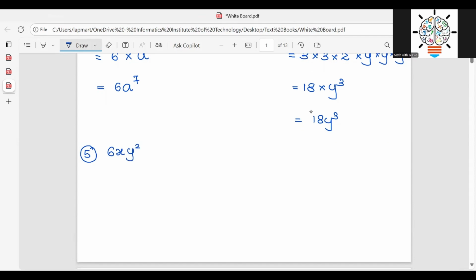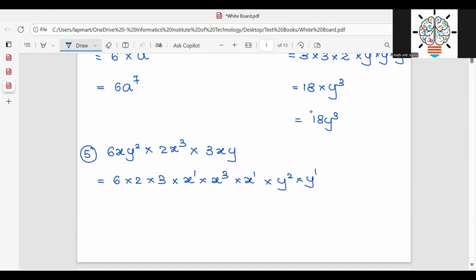6xy squared times 2x cubed and 3xy. Children, so, oh, sorry, these are multiplication. I made a mistake. So then here you can see that we have 6, 2, and 3. Then I have x to the power 1, x to the power 3, x to the power 1, y to the power 2, and y to the power of 1. Right? So we write the like terms like this.